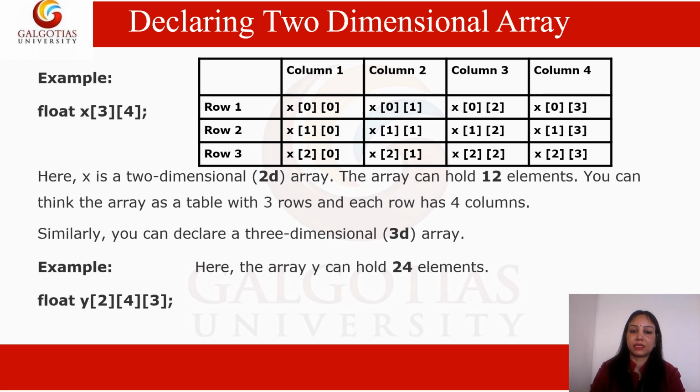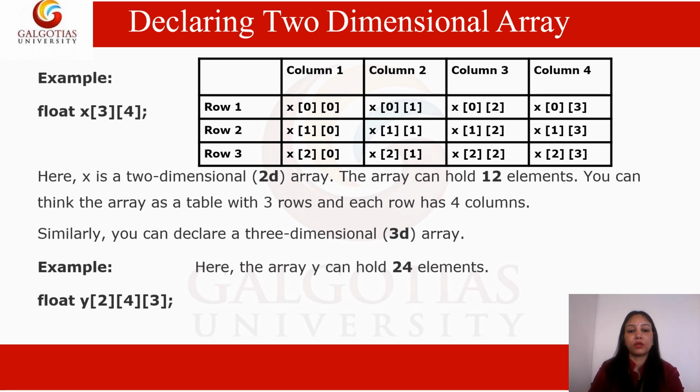So here x is a two-dimensional array. How many elements can the array hold? You just have to multiply the row with the column. So 3 into 4 is 12. So this array can hold a maximum of 12 elements. And you can think of the array as a table with 3 rows and each row has 4 columns.